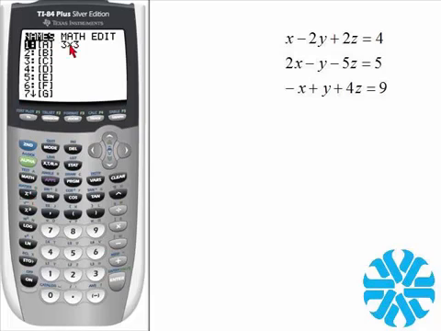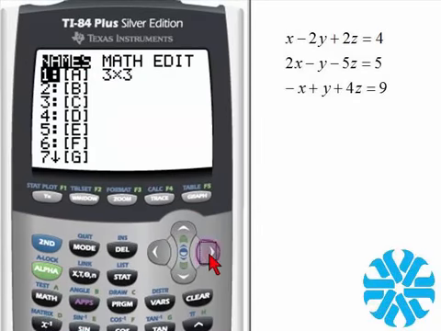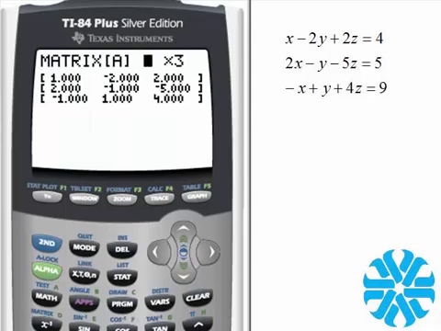Alright, so let's see how we would change this particular dimensioning here. So let's go to edit and select number 1, or we can just hit enter. Now for the reduced echelon form, we're not only going to input the values of the coefficients on the left-hand side, but we're also going to include the constant values on the right-hand side. So we need to make this a 3 by 4 matrix. That's 3 rows by 4 columns. So let's change this to a 4, select 4, and then enter.